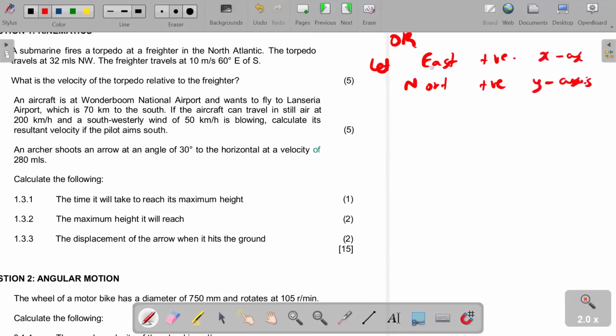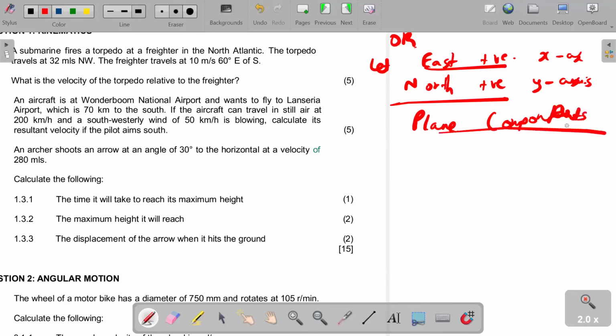For horizontal, we have chosen east. For vertical, we have chosen north. It's our own choice. Right, we now want to find the horizontal components and the vertical components of the plane as well as the wind. So let us start with the plane's components.